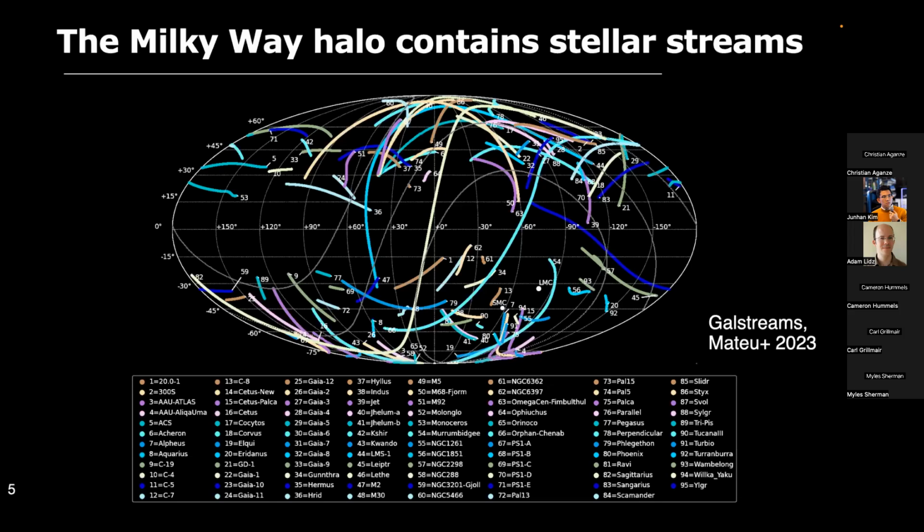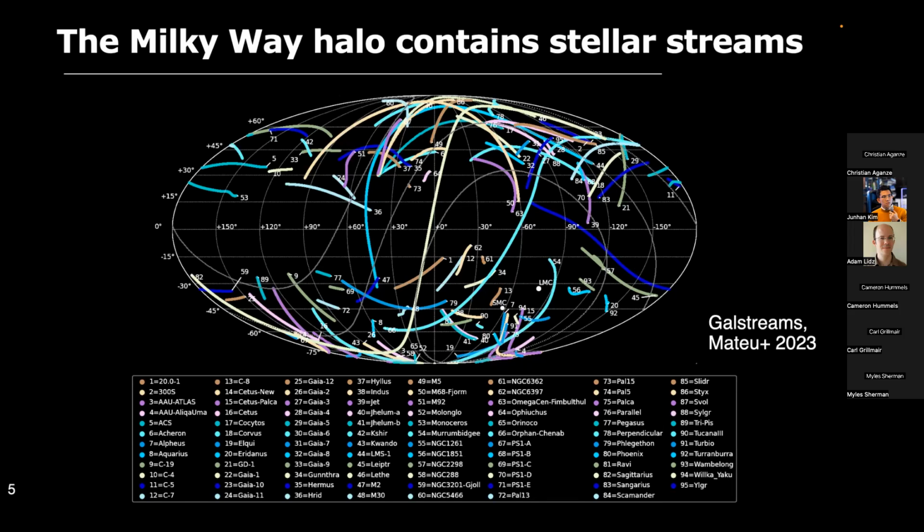We know that these structures exist in the Milky Way. For instance, here is a compilation of all these streams. We know of at least about 100 in the Milky Way, from satellites and from globular clusters. This was compiled by Mateo in 2023, in the GAP streams paper. You will find it. The color scheme here doesn't really mean anything, it's just qualitative, but they are showing all these streams. One of the big ones is the Sagittarius stream, which goes through the center.